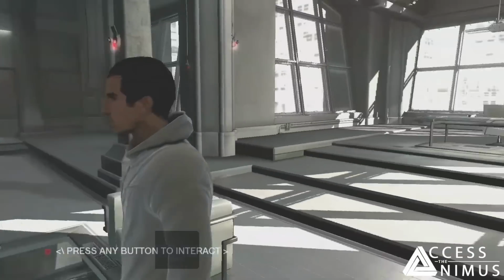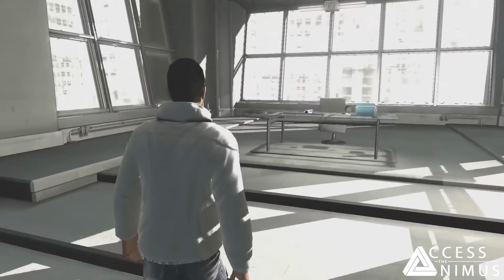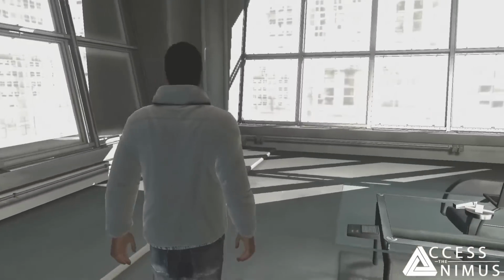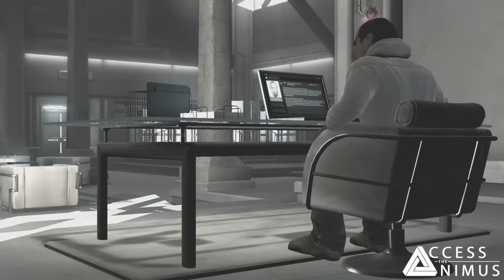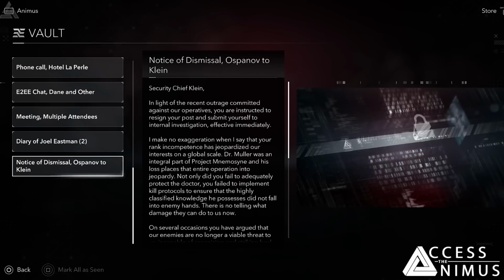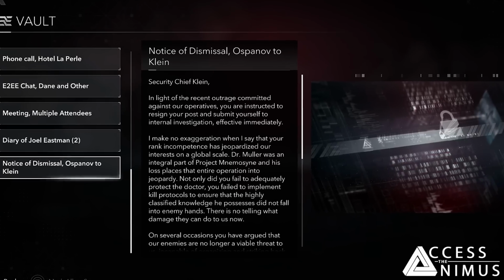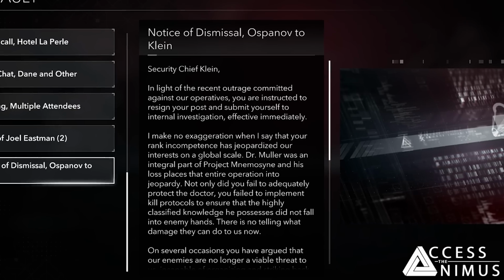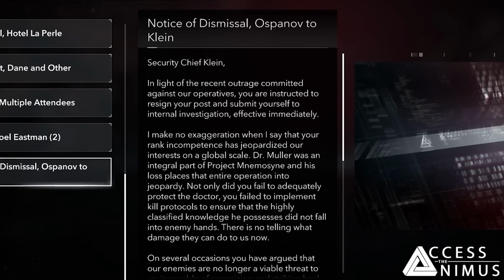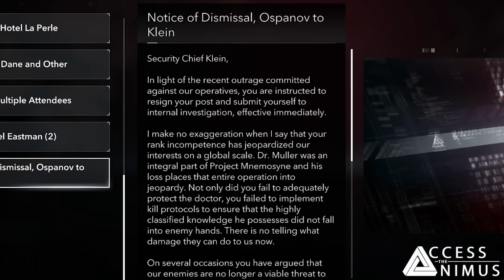The seventh and final file of the Legacy set is yet again from another perspective. See, the shifting of perspectives is even in the narrative structure of this story, and this time it's a letter or email from an Abstergo higher-up called Director Ospanov to a security chief called Klein, and it's not the most pleasant of communications. In the letter, Ospanov orders Klein to resign and submit themselves to internal investigations in light of the recent outrage committed against our operatives.